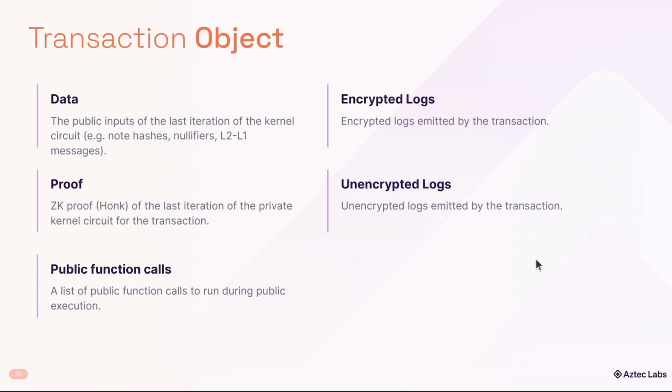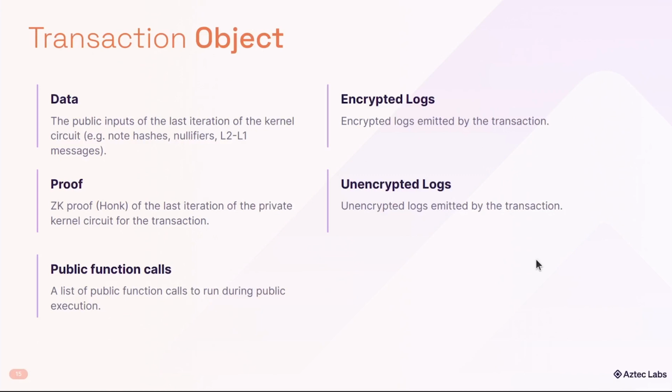It also includes the proof, which will be a Honk proof. Honk is the cryptographic system that we're building at Aztec Labs that will be used to verify all zero-knowledge proofs on the network. So the proof is a Honk proof of the last iteration of the private kernel circuit for the transaction.